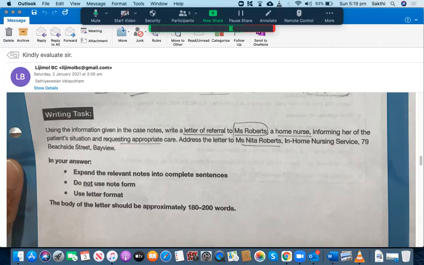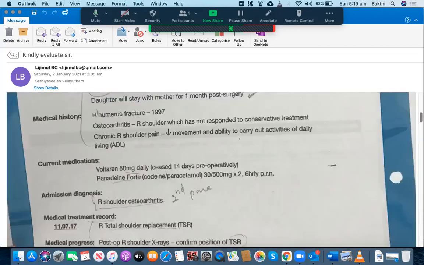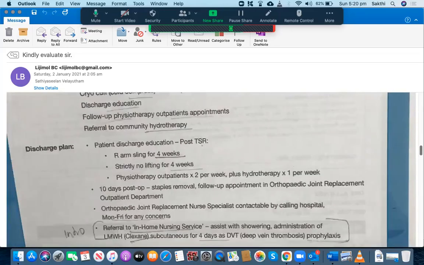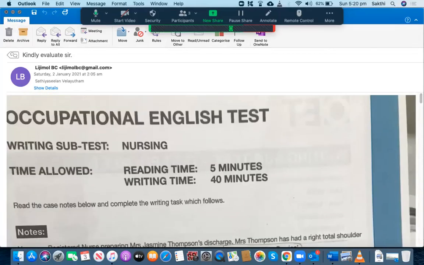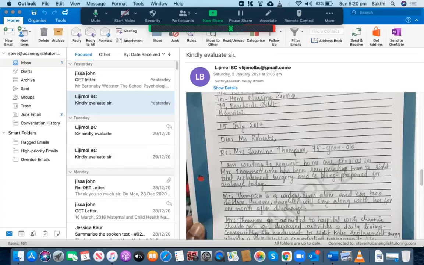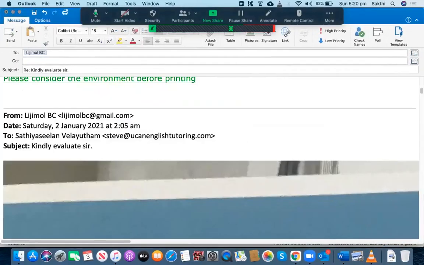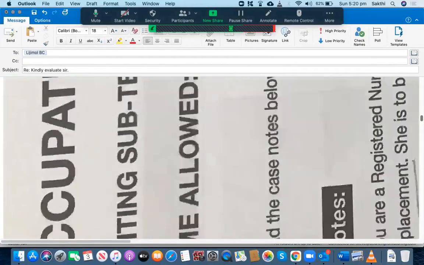Yeah, it's good. You don't need to say home care services or home visit services. You can use, as I already mentioned. So you're writing to the home nurse straight away. You're not going to write to someone else who can arrange the home nurse. So in that case, let me go through your sentence first.